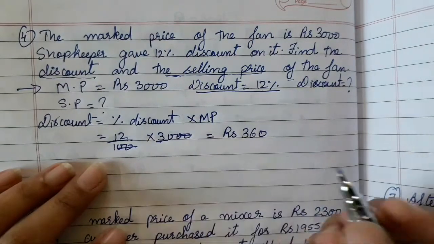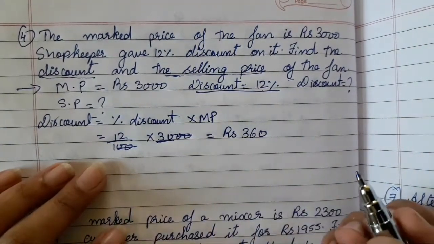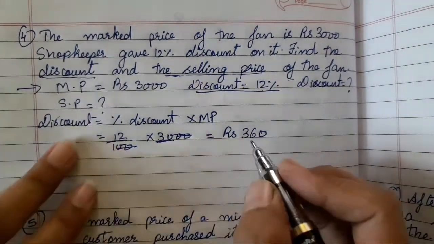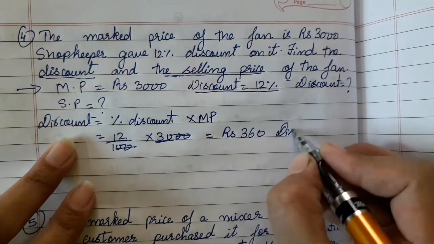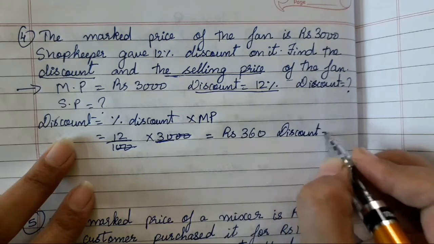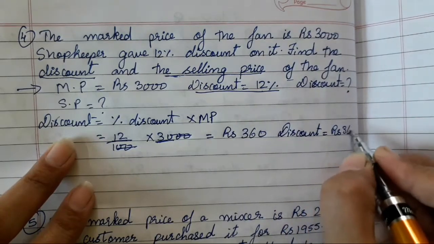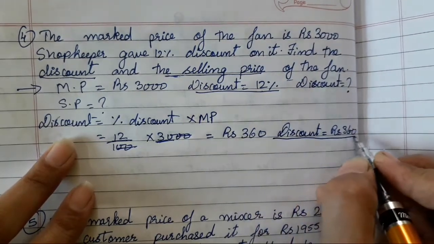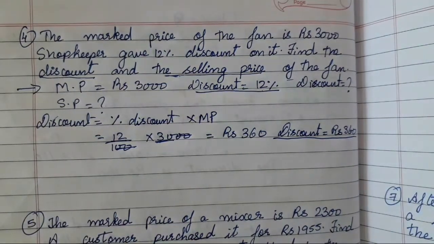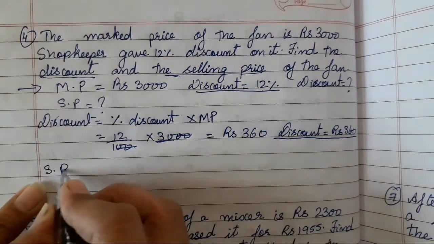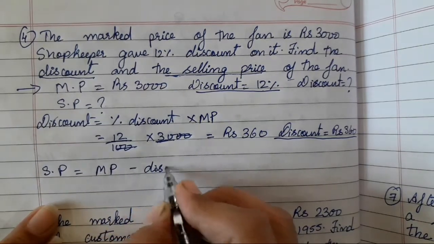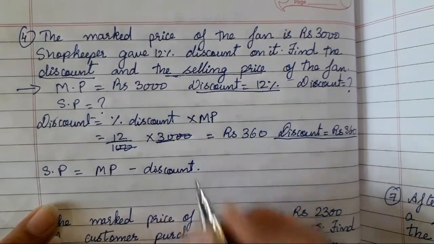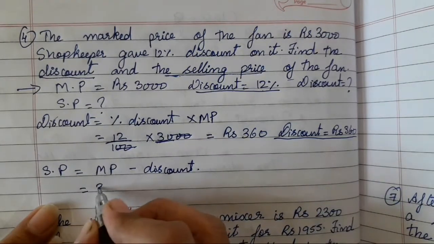12 multiplied by 30. Okay, so you have got discount is equal to rupees 360. So you can write it down over here itself. Discount is equal to rupees 360. Underline it so that the teacher can find it easily. Okay, now we need to find the selling price. So the formula for selling price is MP minus discount. Okay, so what is MP?